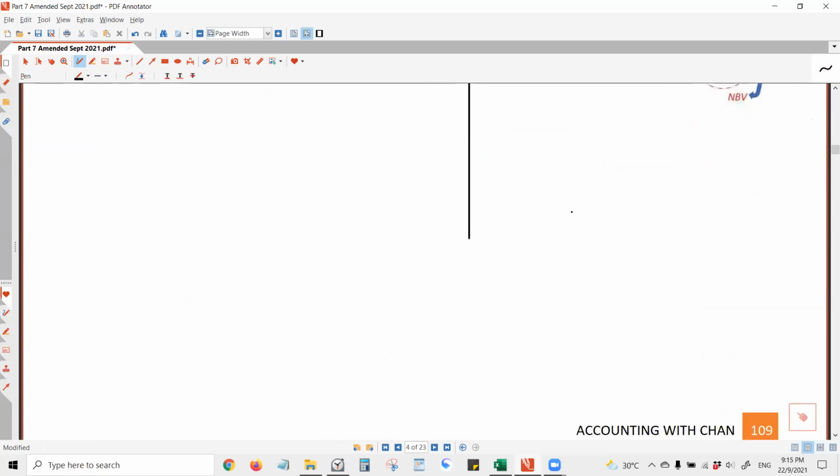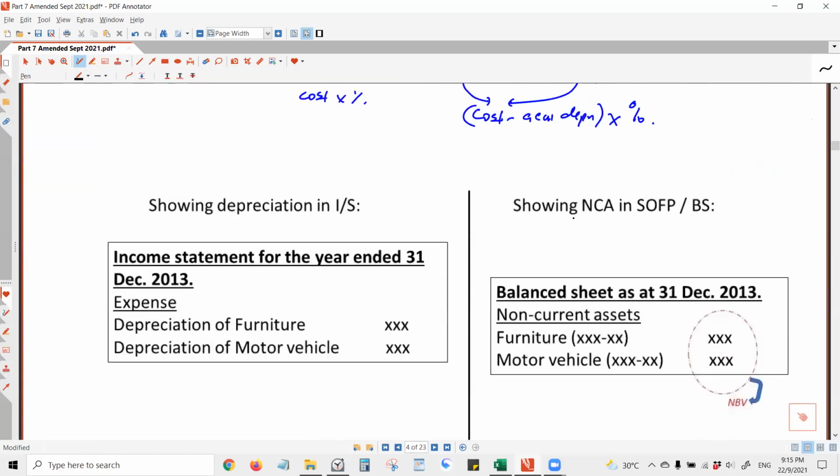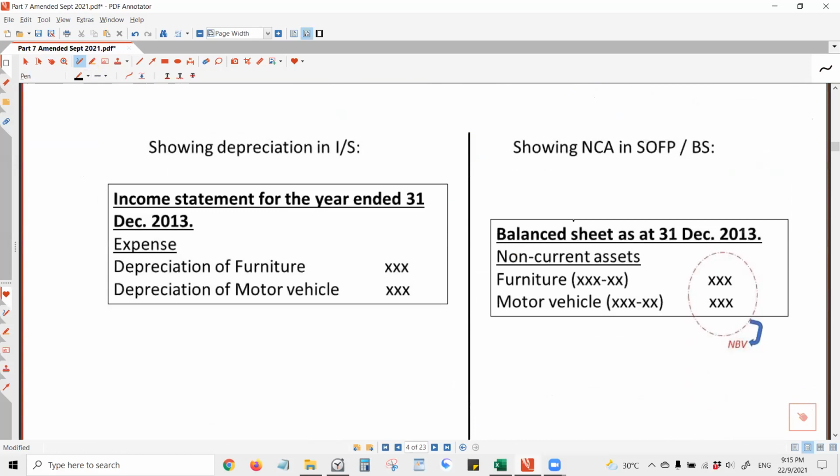Before that, you come to this page 109. You remember or not? Depreciation is an expense, right? So where should you show it? You should show it in the income statement. Where did you learn income statement with me? From part 2.